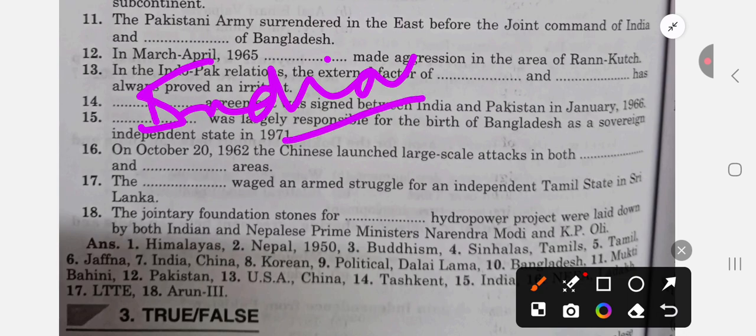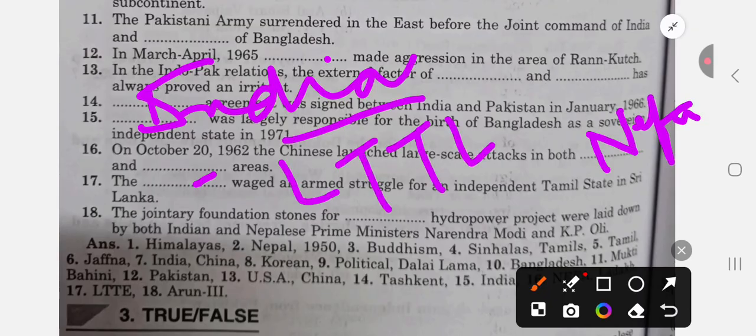Dash, now on October 20, 1962, the Chinese launched large-scale attacks in both the NEFA sector and here in the Ladakh areas. Question number 17: The dash waged an armed struggle for an independent Tamil state in Sri Lanka. It was LTTE.